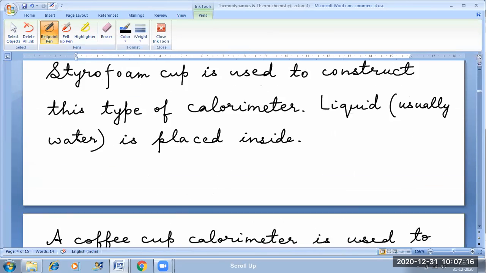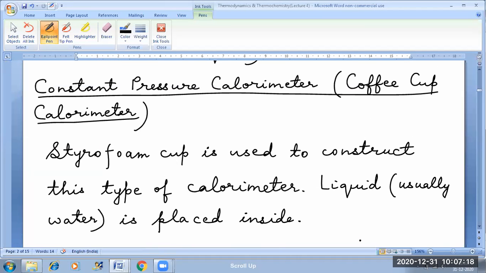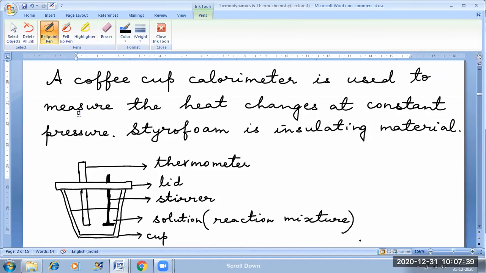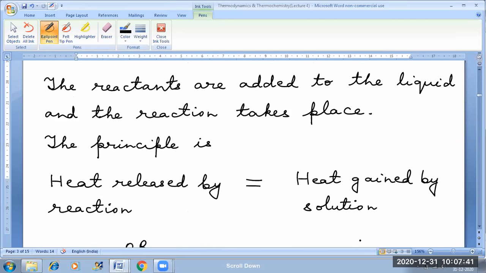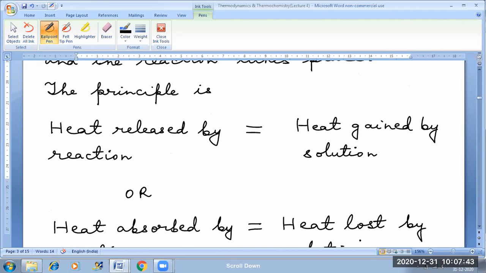And I gave this. Don't worry about the construction. Nobody is going to ask you the construction of the calorimeter. I have written it so that you can just have a look at it. But nobody is going to ask you any question related to the construction or the materials used to construct the calorimeters. So you can safely ignore this part. But what you cannot ignore is the mathematical portion. This from here you cannot ignore.